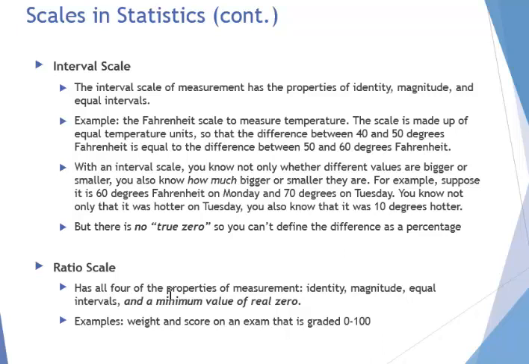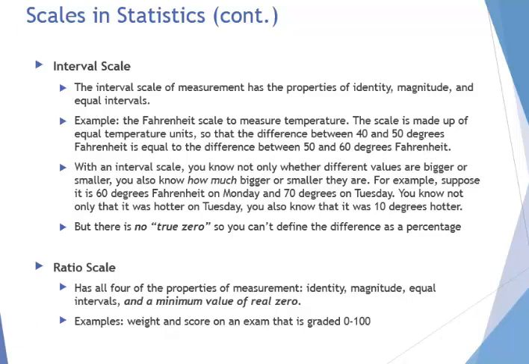This has all four properties: identity, like the nominal scale; magnitude, like the ordinal scale; equal intervals, like the interval scale; and it also has a minimum value of real zero. Weight: one person weighs 200 pounds, another person weighs 100 pounds. The person that weighs 200 pounds weighs twice as much. One person weighs 150 pounds, another weighs 160. The person that weighs 160 weighs 1/15 more. Not only can you tell how much more, you can tell as a percentage. Exam score: one person gets a 30 on an exam, another person gets a 60. The person with the 60 got twice as many questions correct. That is an example of a ratio scale.